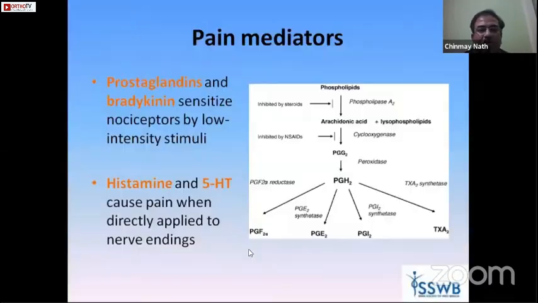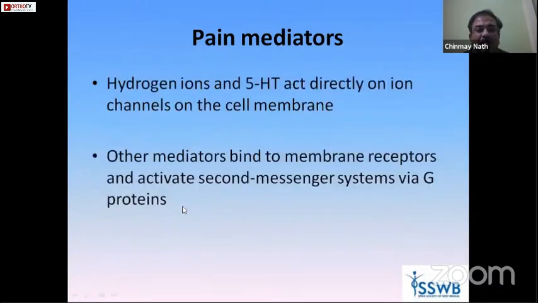Here, the paracetamol works. Non-pain mediators may be prostaglandin, bradykinin. These are the prostaglandin pathway. Then pain mediators may be hydrogen ion, 5-HT, and other mediators.